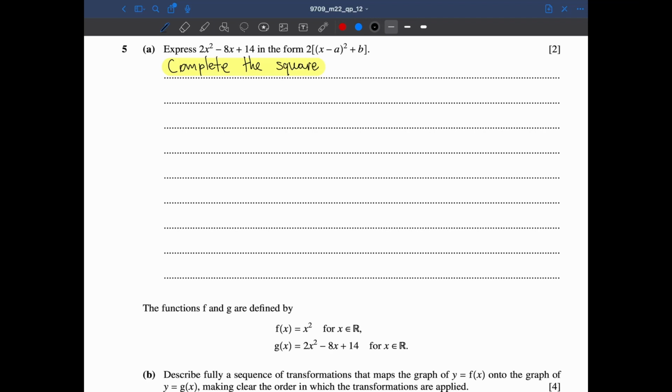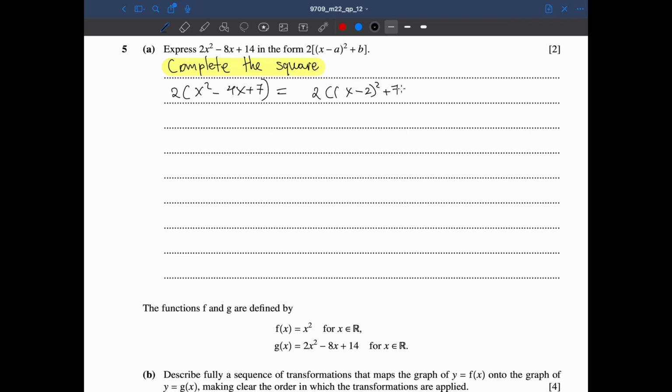So how do we complete the square? First, we take out the coefficient of x squared, which is 2. So we're going to have x squared minus 4x plus 7. And now we divide the coefficient of x by 2. So negative 4 divided by 2 is going to be negative 2. So we're going to have (x minus 2) squared. And then we have our plus 7.